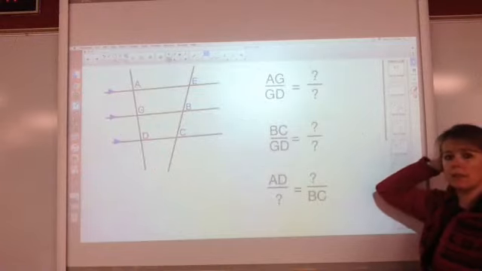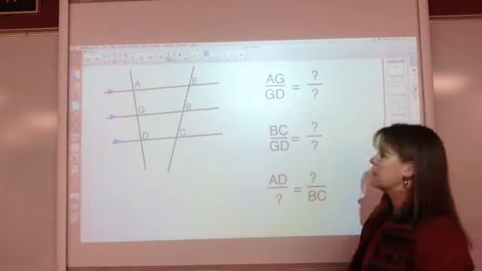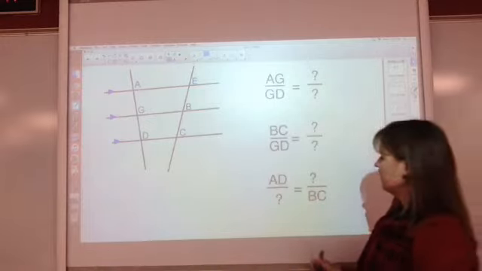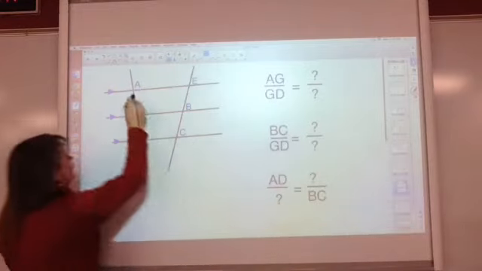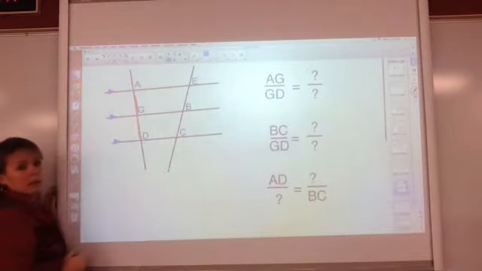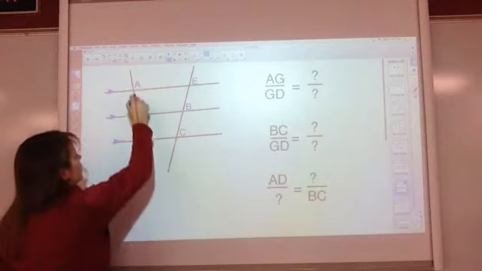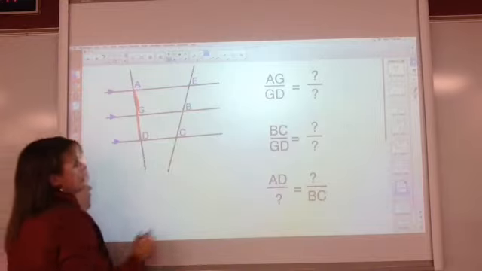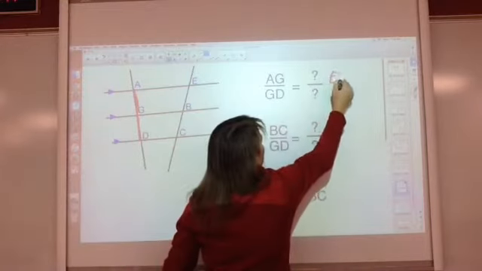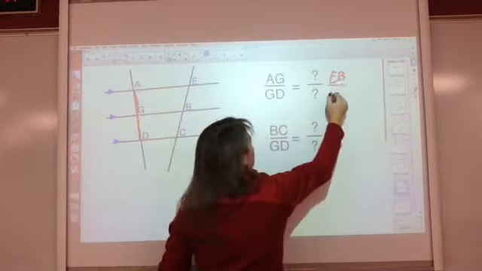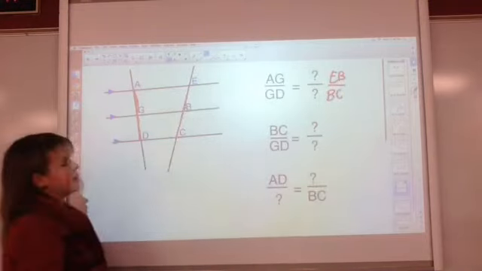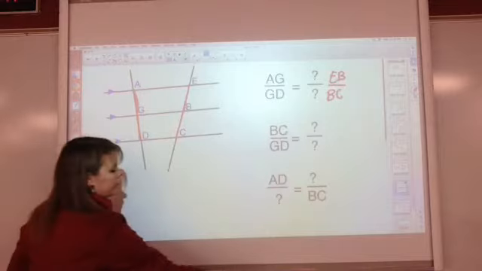These don't have any numbers in them, so we can't actually solve it, but we can show an equal statement. If they went AG to GD, what would you do to make an equal ratio? Top to bottom, AG to GD, you're going to have to go over to the right side and do the measure of EB to the measure of BC. Those are measures of segments. Don't put bars over them.